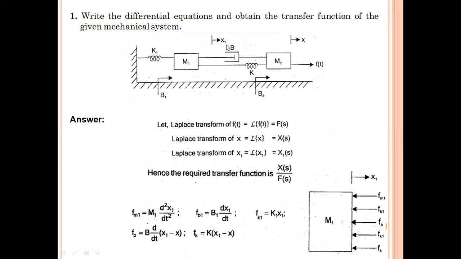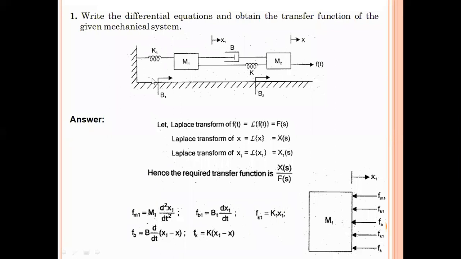That means they will have a displacement of x1 in this leg. Similarly, the other leg, this side, you can see this is also connected to m2, which is not a fixed point. That means this leg will experience a displacement of x. So b and k are connected in between x1 and x, which means these two elements will directly experience two displacements, x1 and x.